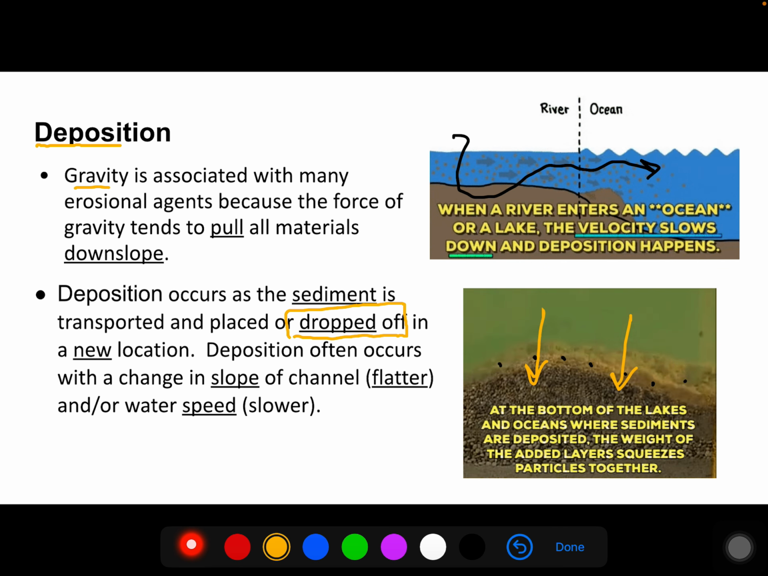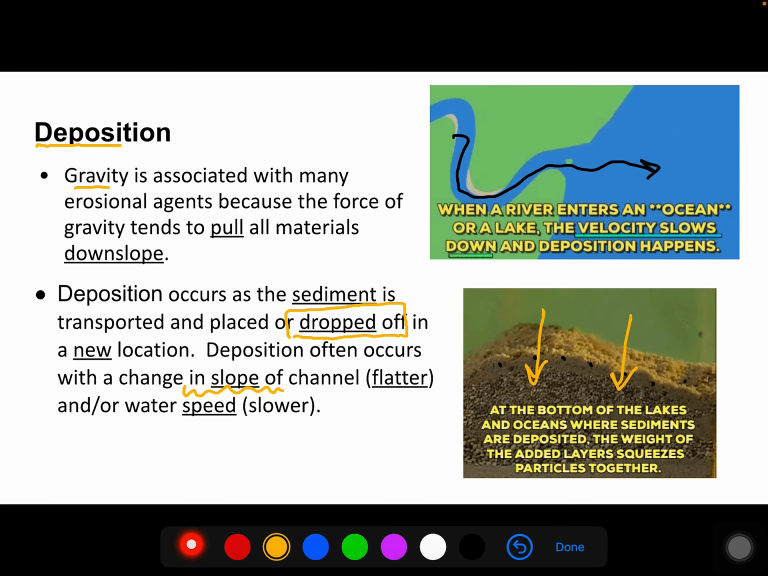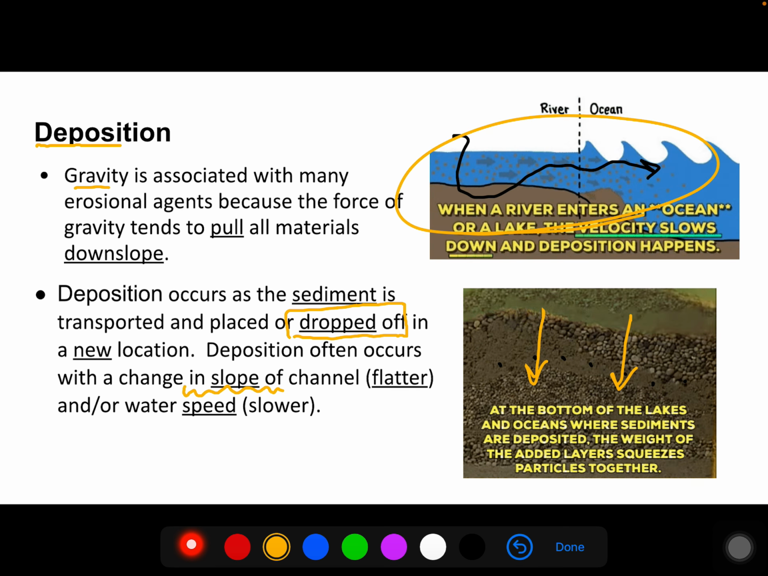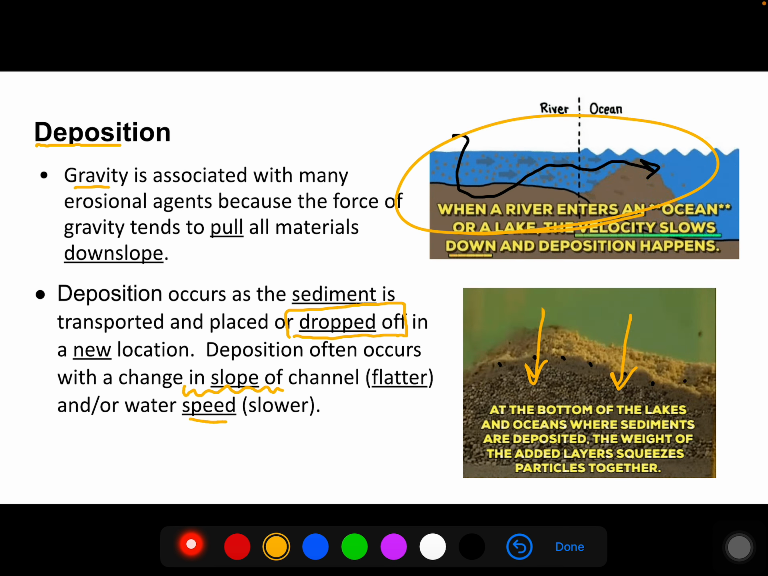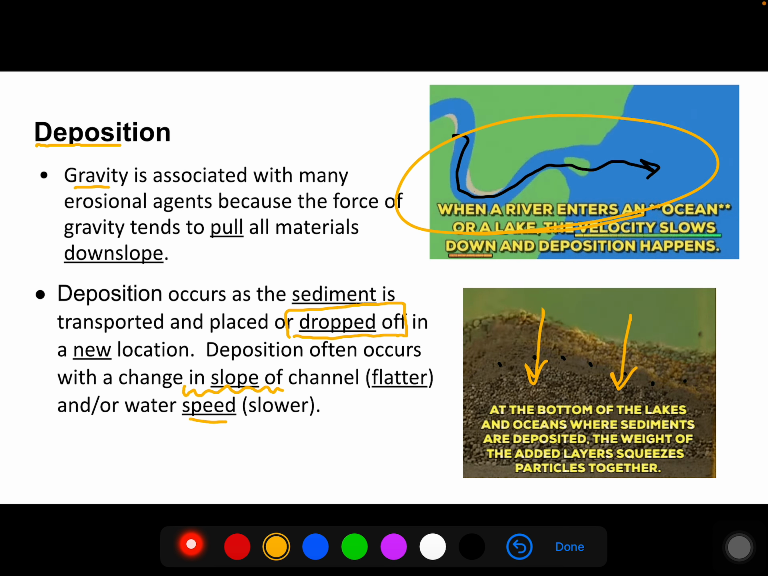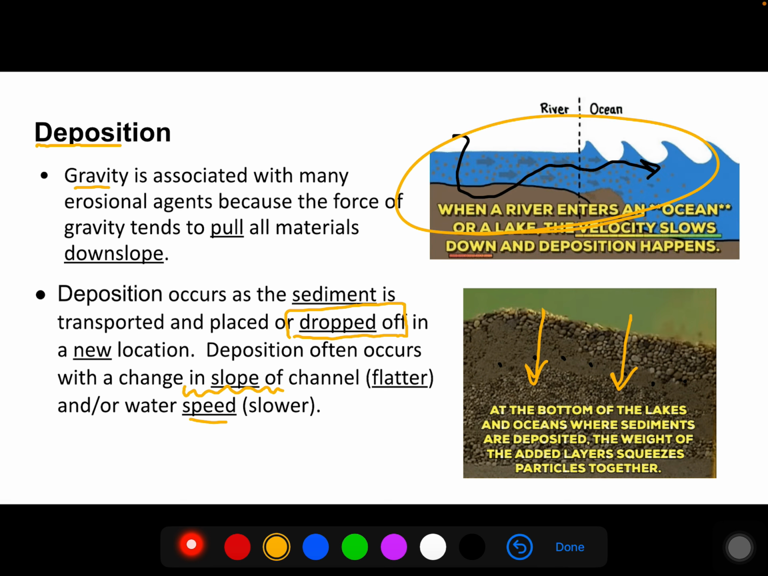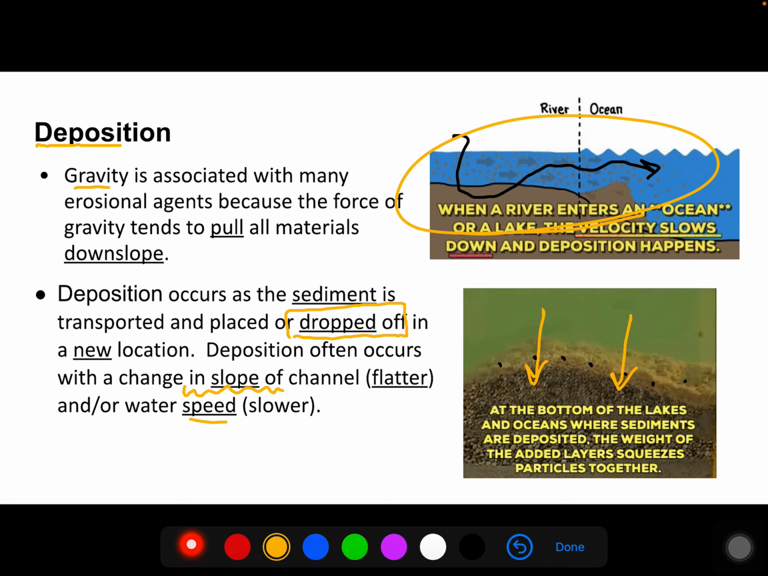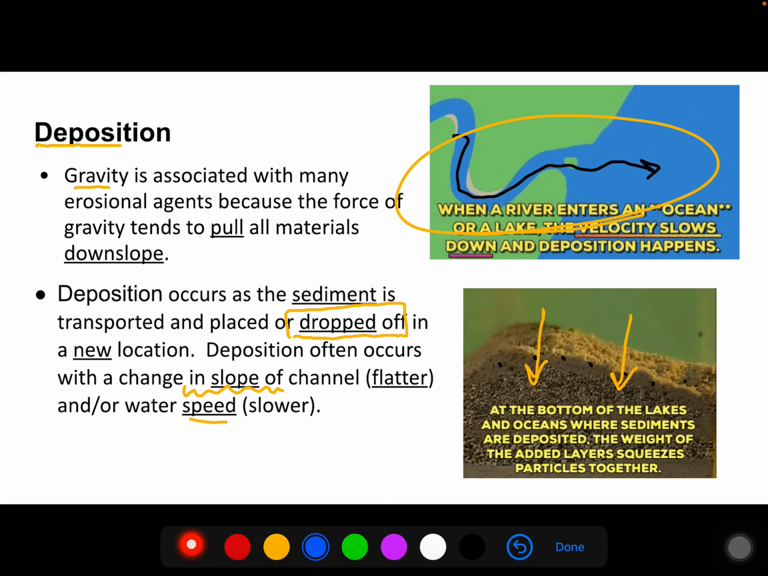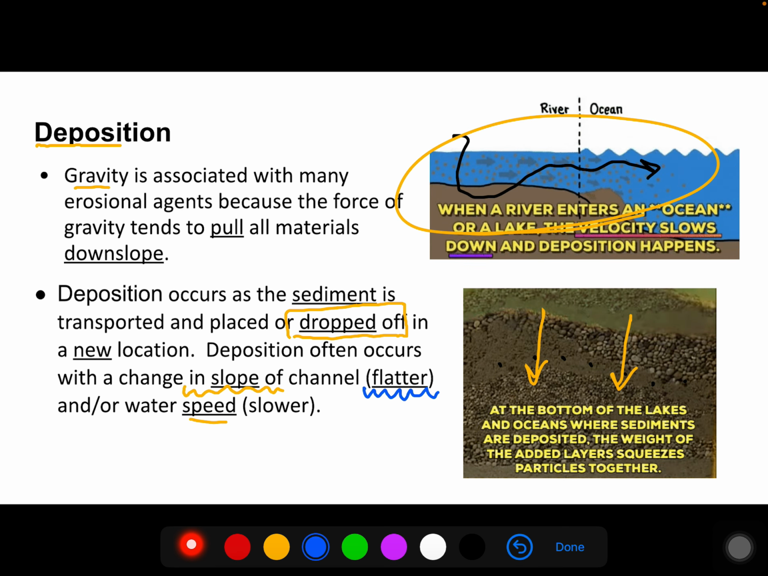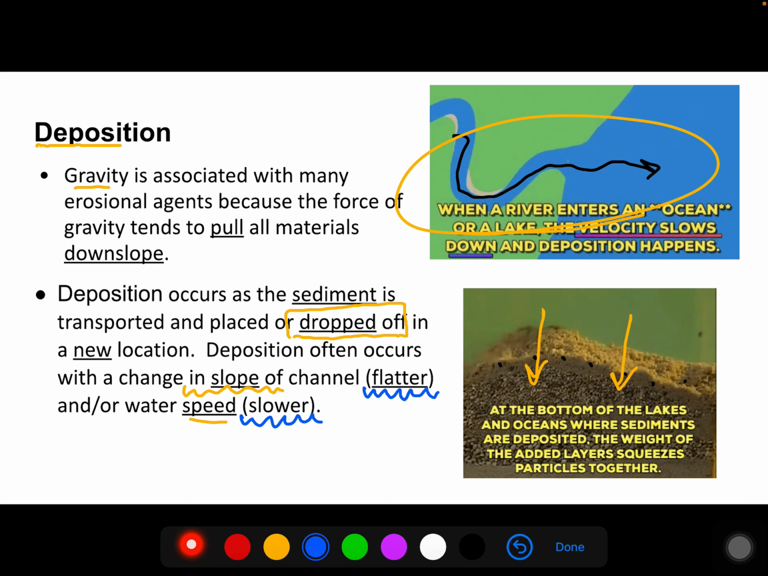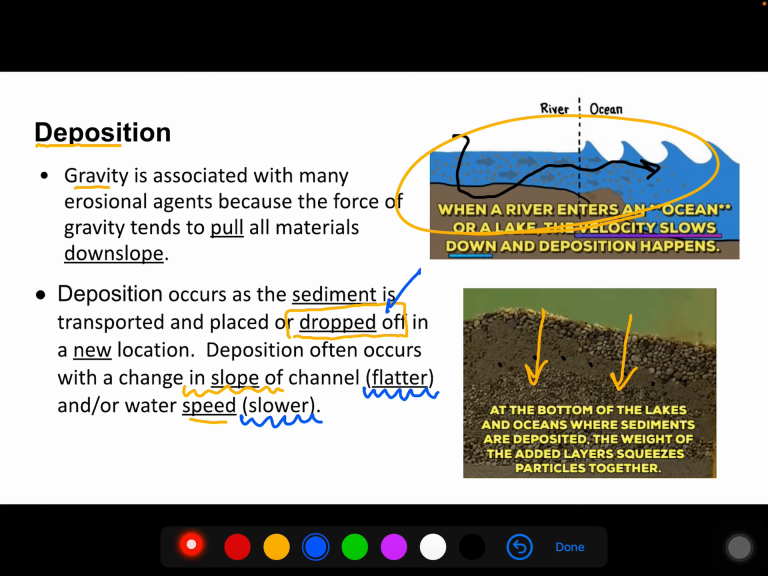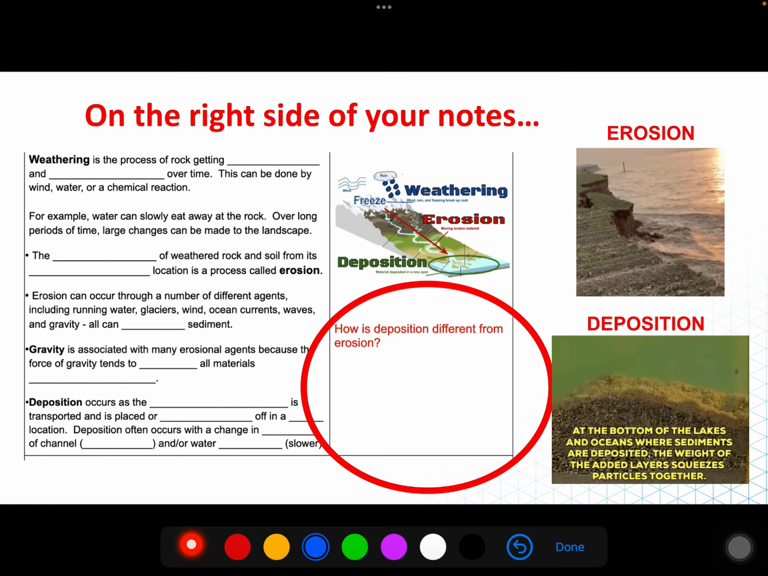Deposition happens typically when the slope gets changed and things start to flatten out like we'd see here at the end of a river, or water speed starts to slow down, maybe because the channel width changed as well. But those are two common things that allow deposition to happen more often: a flatter stream slope and a slower water speed. Both of those cause deposition, or the dropping off of sediments out of the water.